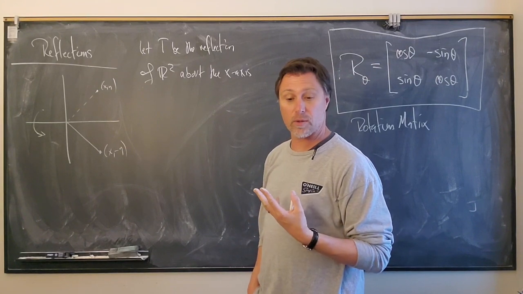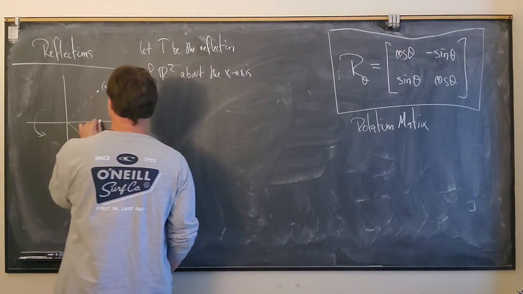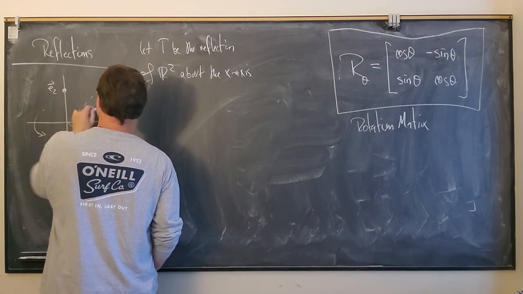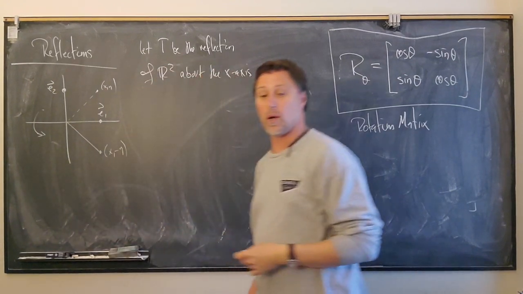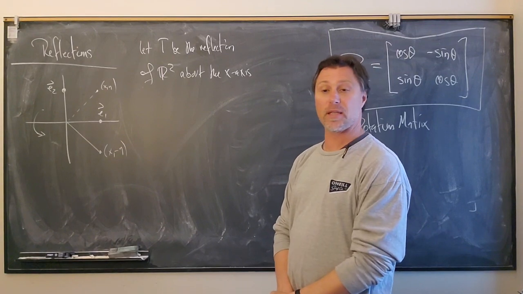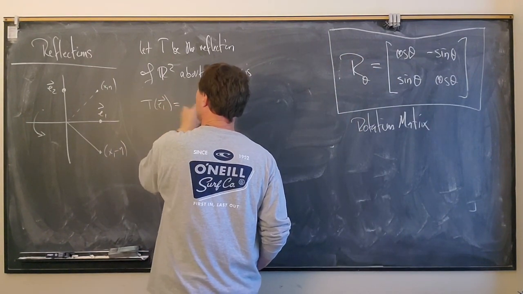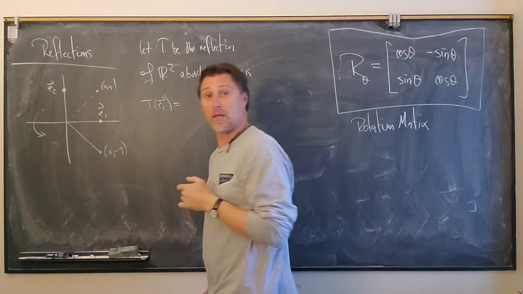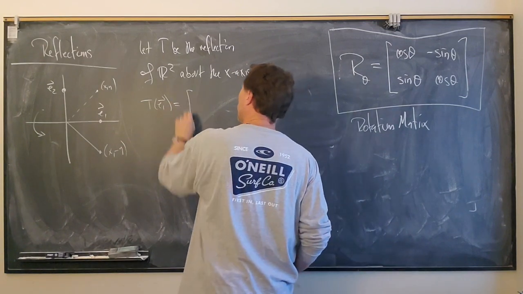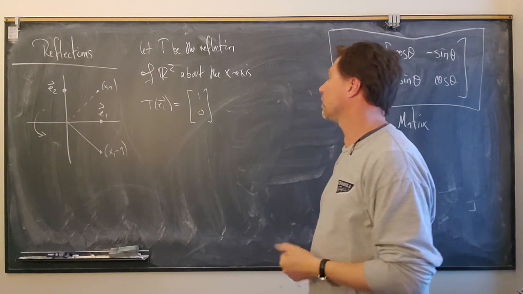Well, the same way we've been doing this. We see what happens to the standard basis vectors. So we want to know if E1 and E2 are as marked, when you apply T, the reflection about the x-axis, what happens to E1? Well, nothing happens to E1. When you reflect about the x-axis it stays put. So T of E1 is the vector 1, 0.